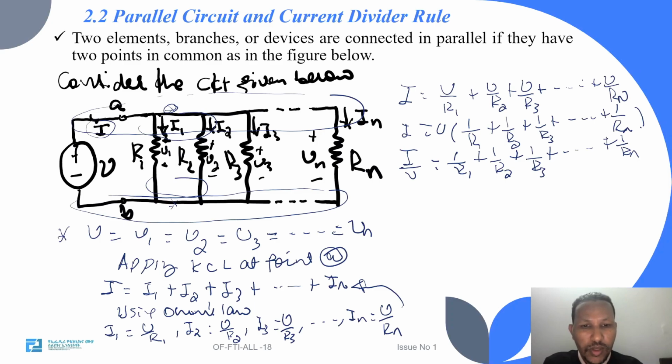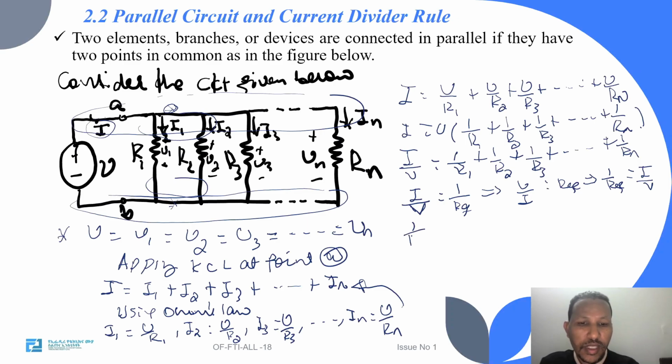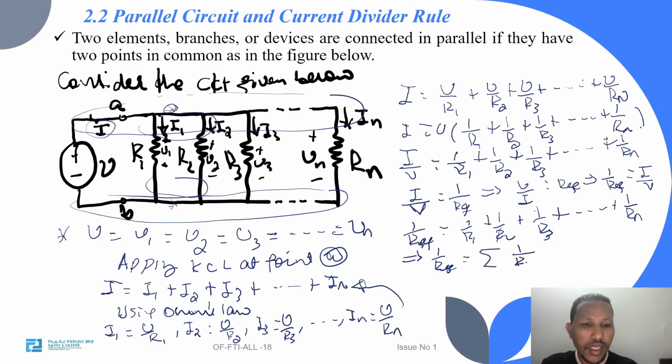Okay, but we know that I over V equals 1 over R equivalent. That means we know that V over I is R equivalent, so 1 over R equivalent equals I over V. So I can write 1 over R equivalent equals 1 over R1 plus 1 over R2 plus 1 over R3 plus 1 over Rn. So from this I can write 1 over R equivalent equals the summation of 1 over Ri.